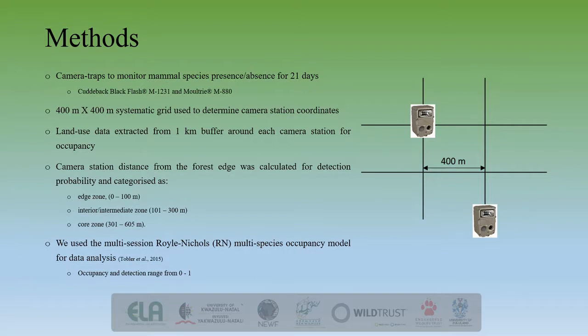To determine the coordinates of where camera traps would be deployed, we used ArcGIS. We overlaid a 400 by 400 meter grid over forest patches, and each intersect was used as a camera point. We extracted land use data from 1 kilometer buffers around each forest patch for occupancy analyses, as well as camera station distance from the forest edge for detection probability. To analyze the data, we used the multi-session Royle-Nichols multi-species occupancy model.